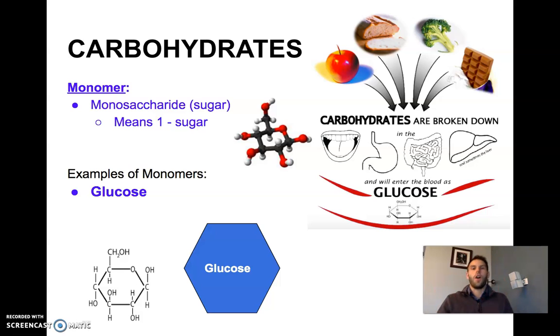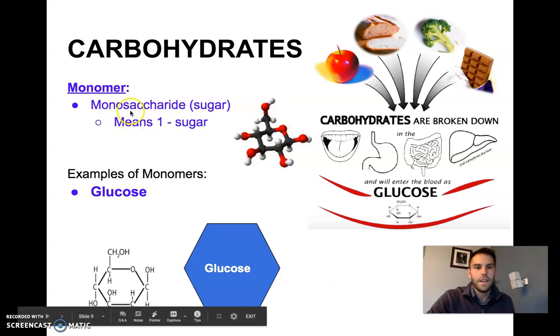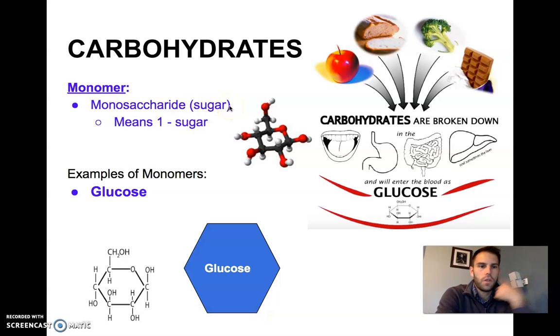All right, so carbohydrates, right? Remember, all biomolecules have monomers, and those monomers link together to make a polymer. So what is the monomer of a carbohydrate? It is a monosaccharide, which might seem like, wow, a really difficult word to remember. But remember, mono means one, and saccharide is just like a Latin fancy name for sugar. So monosaccharide literally means just one sugar.